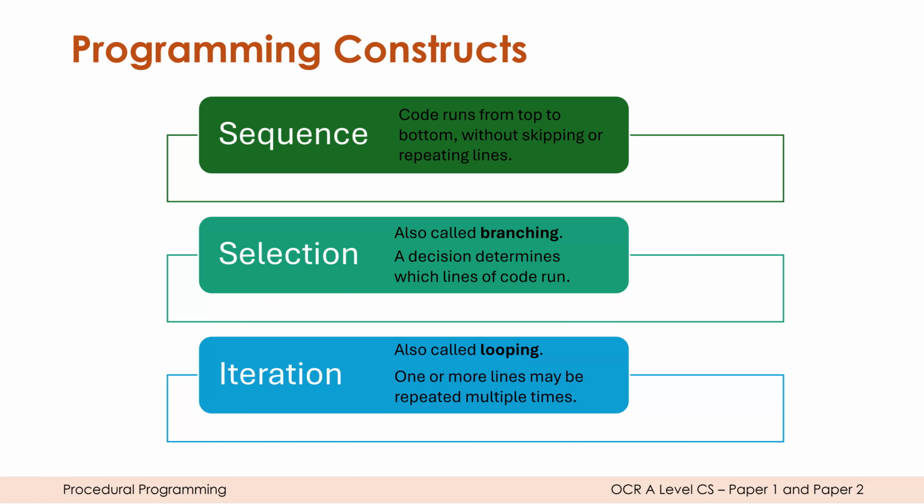Sequence is our simplest. It's just where our program has got code which runs from top to bottom with no skipping or repeating lines. So if you've got two or more lines back to back which run no matter what, that is a block of sequence code. But of course, we often want more complex programs. So selection, which can also be called branching, is where we have decisions being made which will choose which lines of code to run. And iteration, also called looping, is where you might have some lines being repeated.